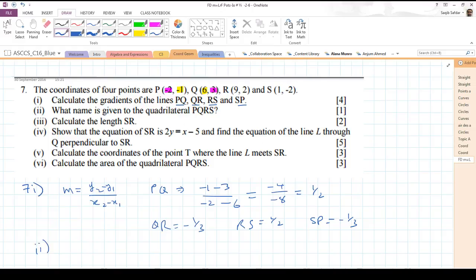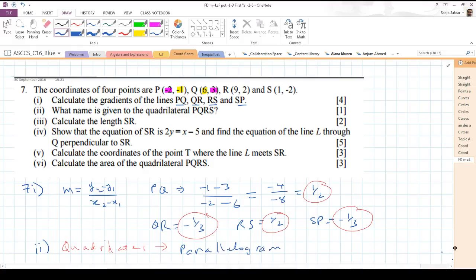Alright, part 2, having calculated the gradients, what is the name given to the quadrilateral PQRS? Any ideas? Parallelogram. So we've got 2 sides which are the same, but these 2 also have the same gradient. A rectangle would be perpendicular. All the sides would be perpendicular. So we know it's a 4-sided shape, so it has to be a quadrilateral. But what sort of quadrilateral? Parallelogram. Okay? So here we get a parallelogram.